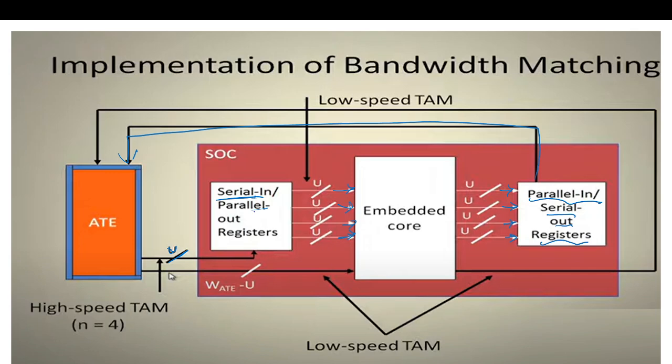So serial in parallel out register. Again, the responses are obtained parallelly and shifted out serially. Because shifting should be in low speed only. So serial shifting and serial out and back to the ATE. So whatever is happening inside this should be in low speed, low frequency.